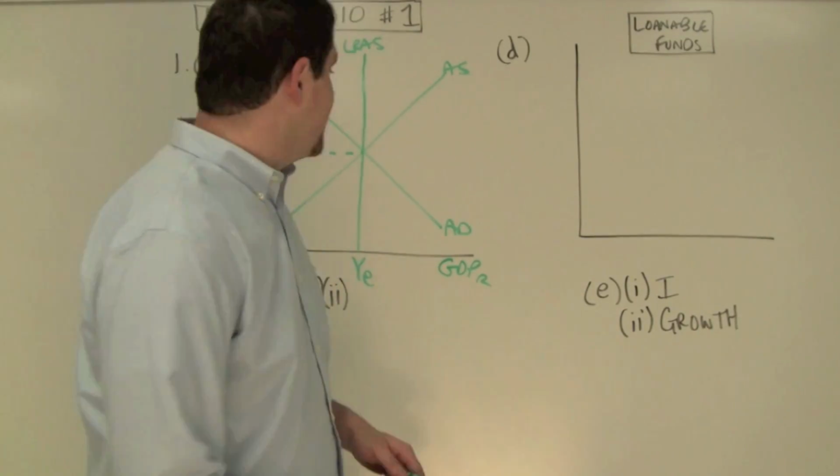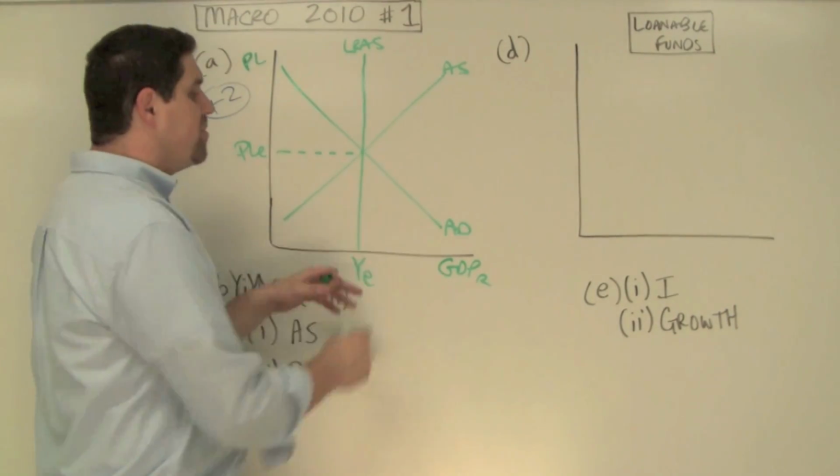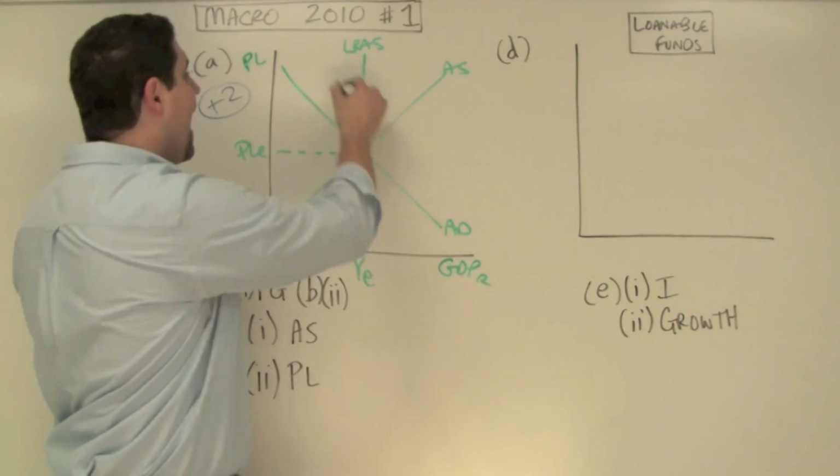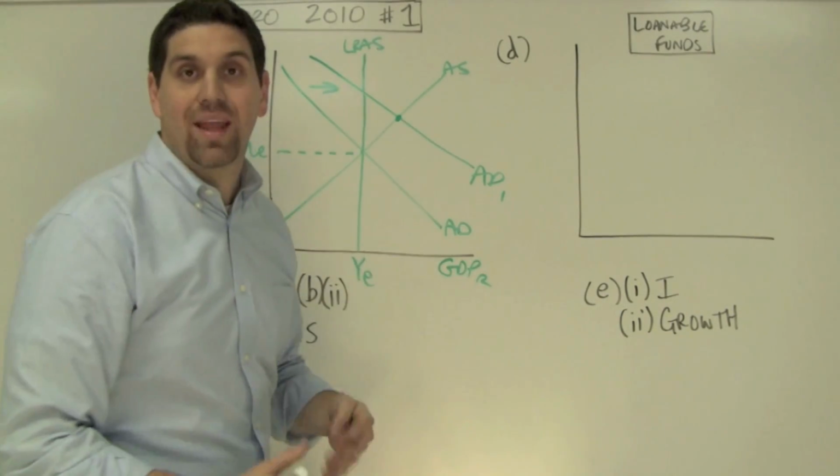Next, the question tells you there's an increase in government spending and to draw it on that graph. So an increase in government spending is a shifter of aggregate demand. Aggregate demand would shift to the right. So now we'd be here with an inflationary gap.